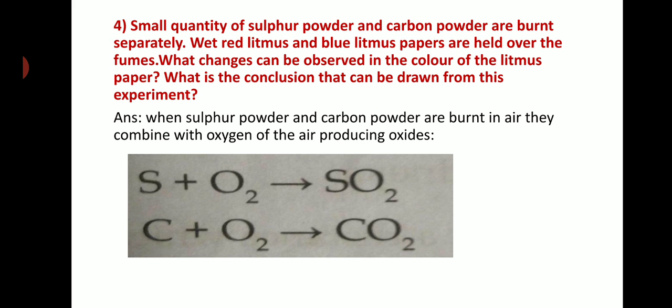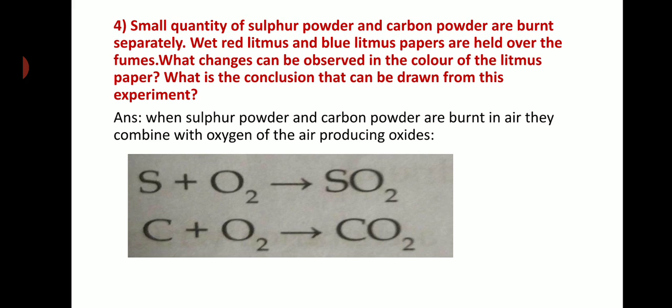Okay. Fourth one: a small quantity of sulfur powder and carbon powder are burnt separately. Wet red litmus and blue litmus papers are held over the fumes. What changes can be observed in the color of the litmus paper and what is the conclusion that can be drawn from this experiment? So here two powders are taken, sulfur and carbon, both are non-metals, and they are burnt separately, and thereafter the fumes are tested with red litmus and blue litmus paper. So you have to write the changes that occurred and the conclusion.